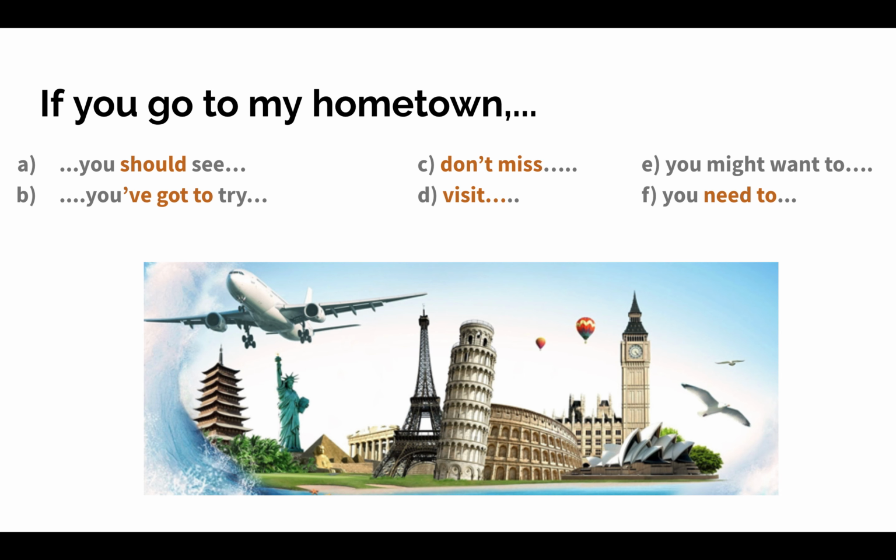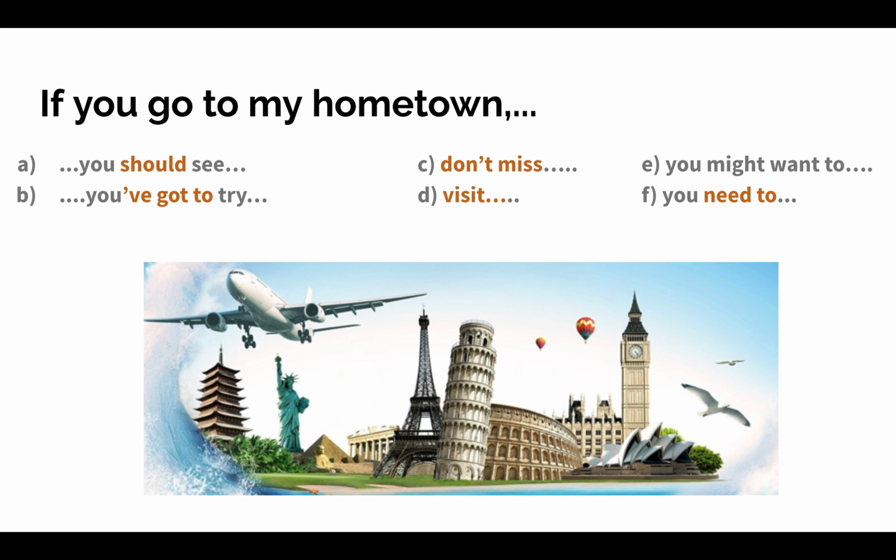And you can tell me, if you go to my hometown, tell me something that I should see, something that I've got to try, maybe like a special food, something that I should make sure not to miss, and something I should visit, etc. So you can take a moment to pause the video while you write down your answers, and then I'm going to give you some examples in just a moment.